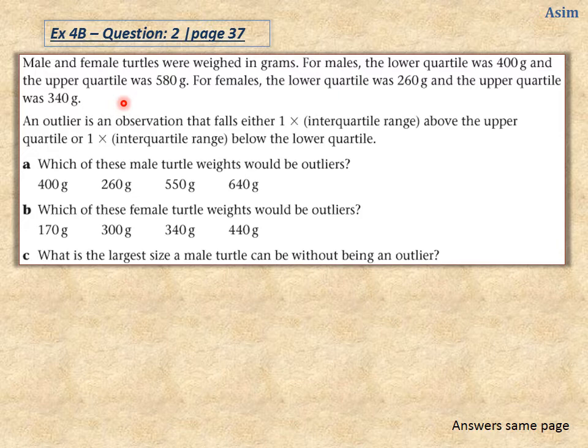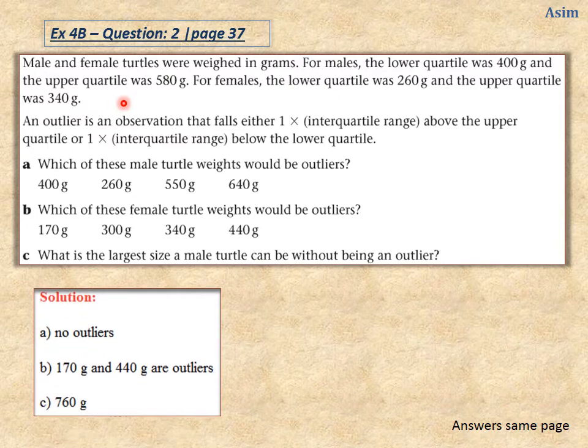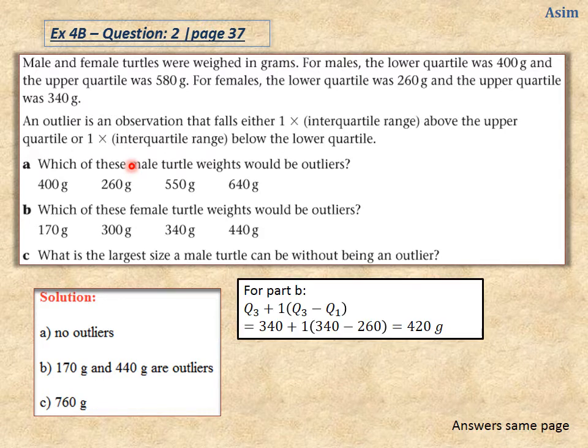Okay, I think you must have tried to do it. Now let us check. Definitely there is no outlier for the male turtles. I'll show you the working for the second part here. I have just done the working for the upper outlier: Q3 plus 1 times (Q3 minus Q1). When you put in the values, which are given in the question, you get 420 grams. And you clearly see one data value in our list which is greater than this, 420. So definitely this is an outlier. And the same is the case for 170.